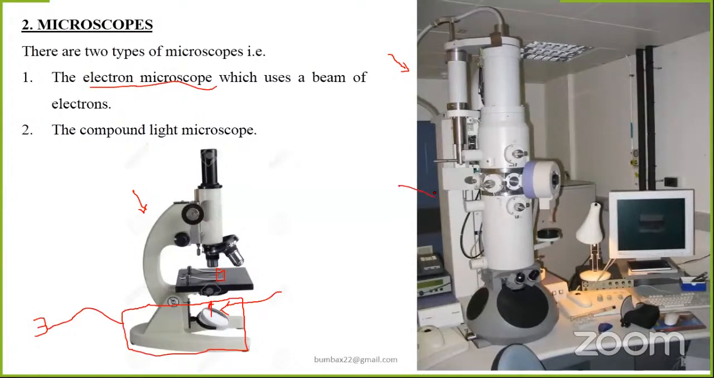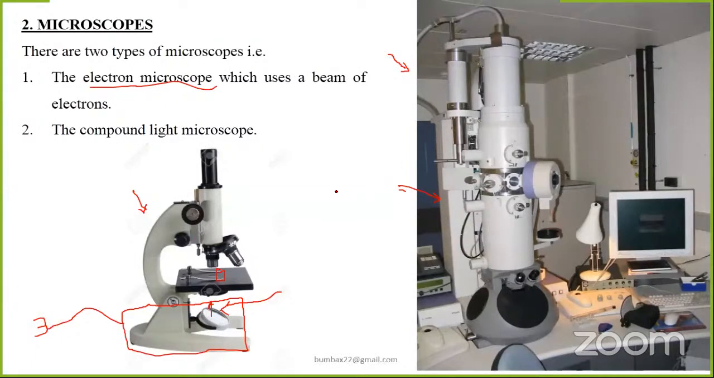But with this electron microscope, you cannot use it to view a live specimen. The specimen must be dead, that's number one. Even preparing the specimen to be placed in this microscope needs some special technicality. And they have a very high resolving power. Resolving power means the ability to distinguish between two close objects, so you can easily see more detail compared to the light microscope.